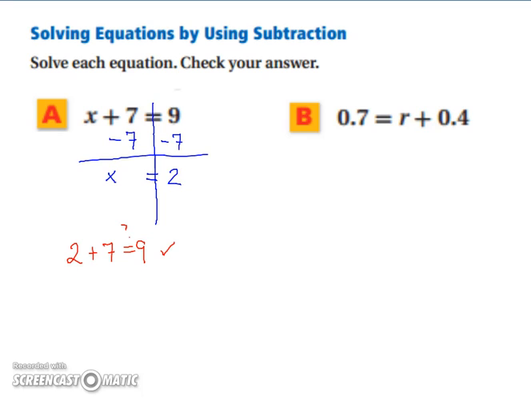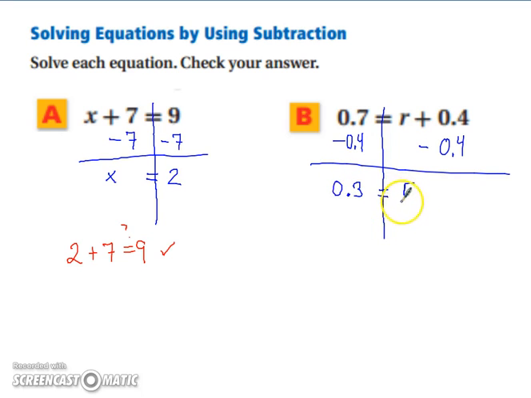Now that you've had a moment to try b, let's try it together. Let's divide our equation into two pieces, through the equal sign, not just anywhere, and we want to get r by itself. So we're going to subtract 0.4 from both sides of the equation. That leaves us with an r on the right-hand side of the equation and a 0.3 on the left-hand side of the equation.